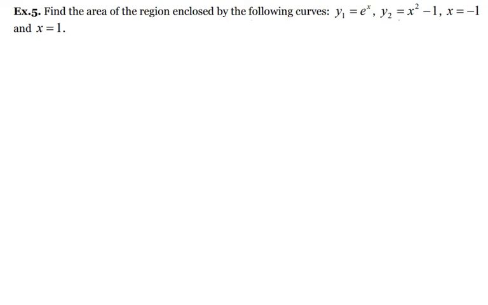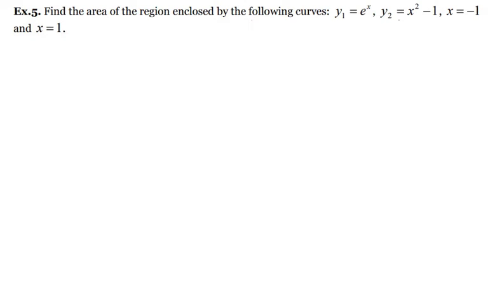In this AP calculus problem from our website, we have a problem that states: find the area of the region enclosed by the following curves. The first function is y equals e to the power of x. The second one is y equals x squared minus 1. And you have to look at two more lines that will cut off this shape. One is x equals negative 1 and the other one is x equals 1.